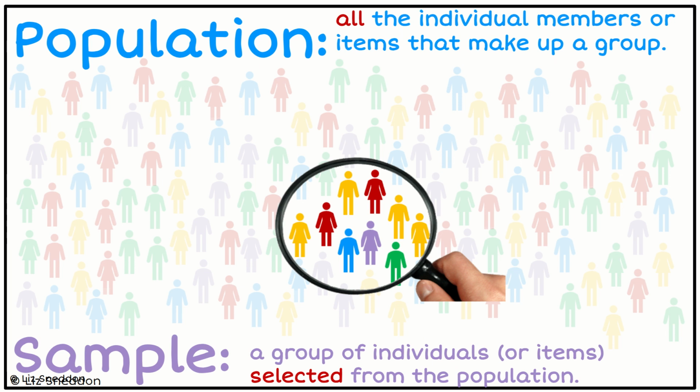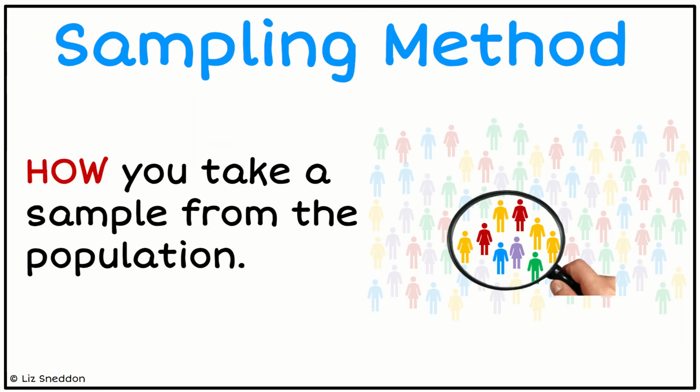So a reminder that when we talk about the sample, we're talking about a group of people or items that have been selected from the population. So a sampling method is the method of how we go about actually taking the sample from that population.